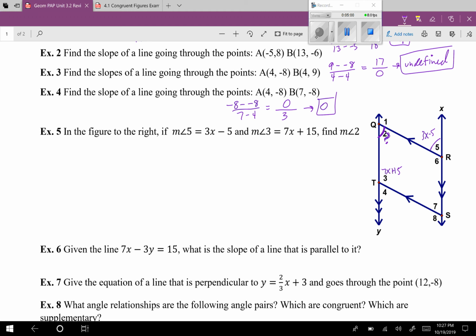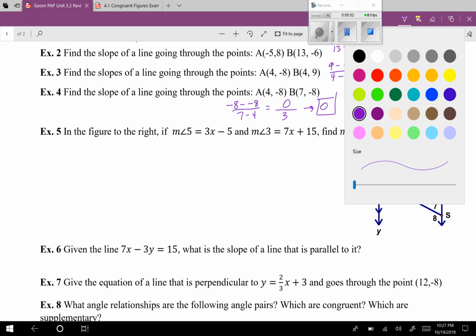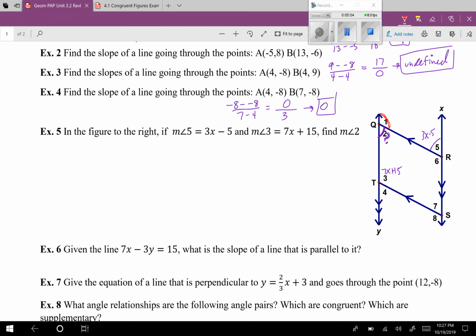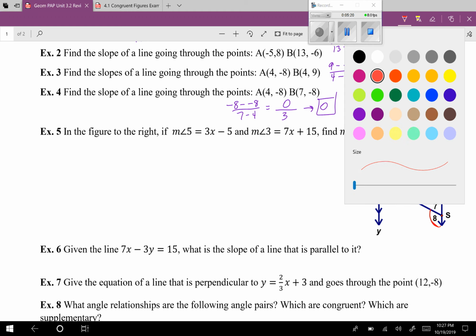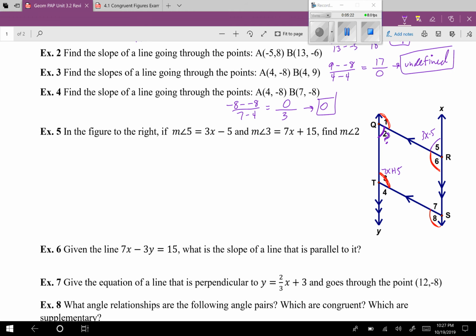And then angle 1 is congruent to angle 6, so we'll get them a different color. Angle 1 is congruent to angle 6. And then if you just slide down here, angle 6 is congruent to angle 8, and angle 8 is congruent to angle 3. An alternate interior there. I'll go back to our purple. So that means that angle 2 is congruent to angle 4, and so is angle 7. So we've got all of our angles marked here.